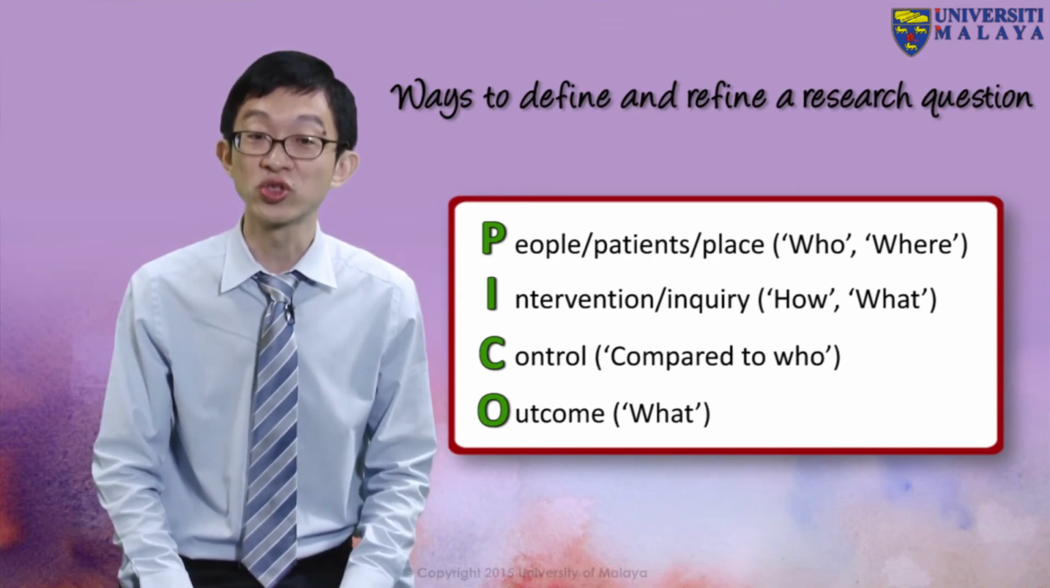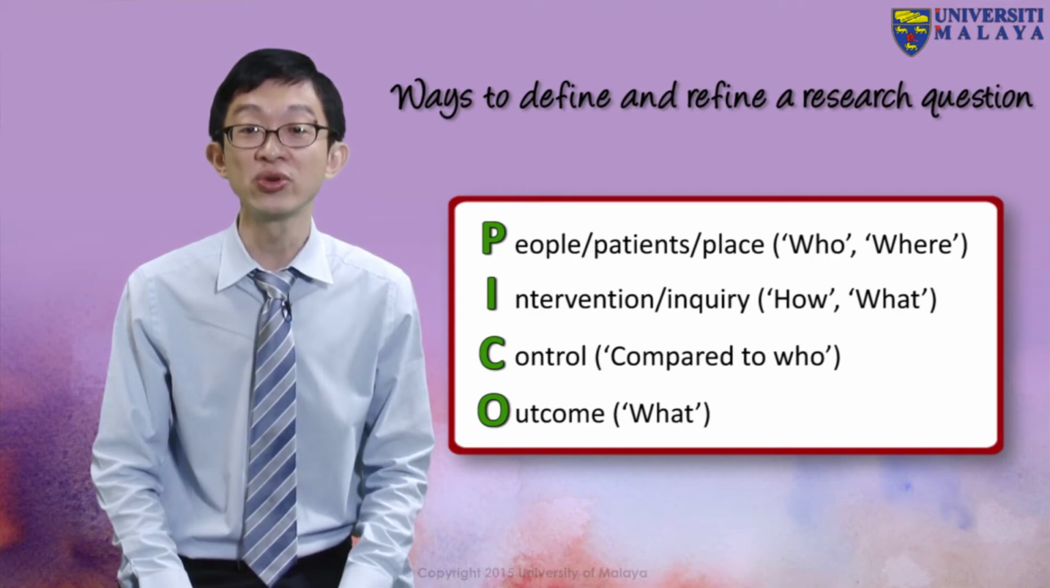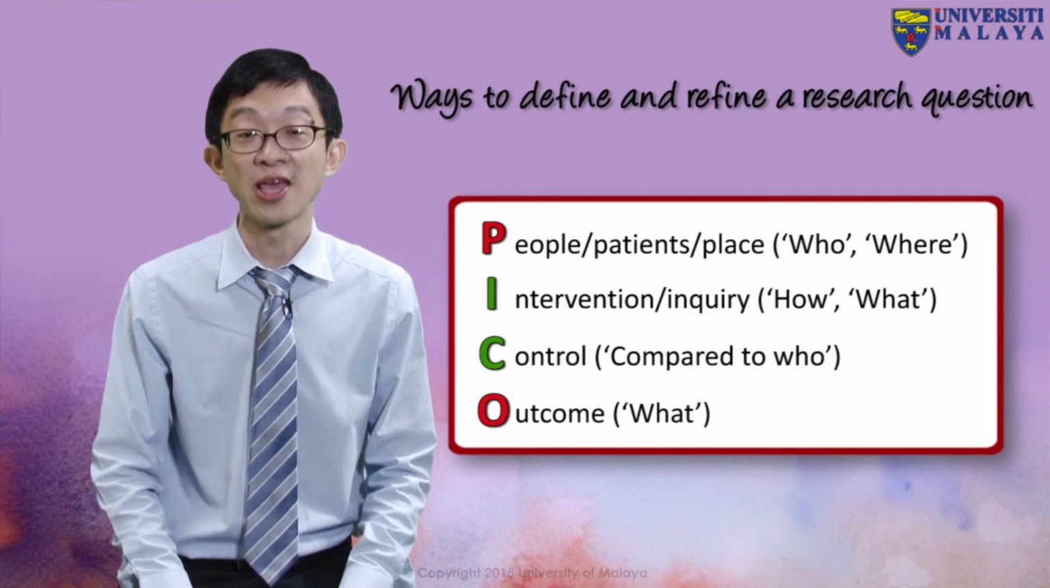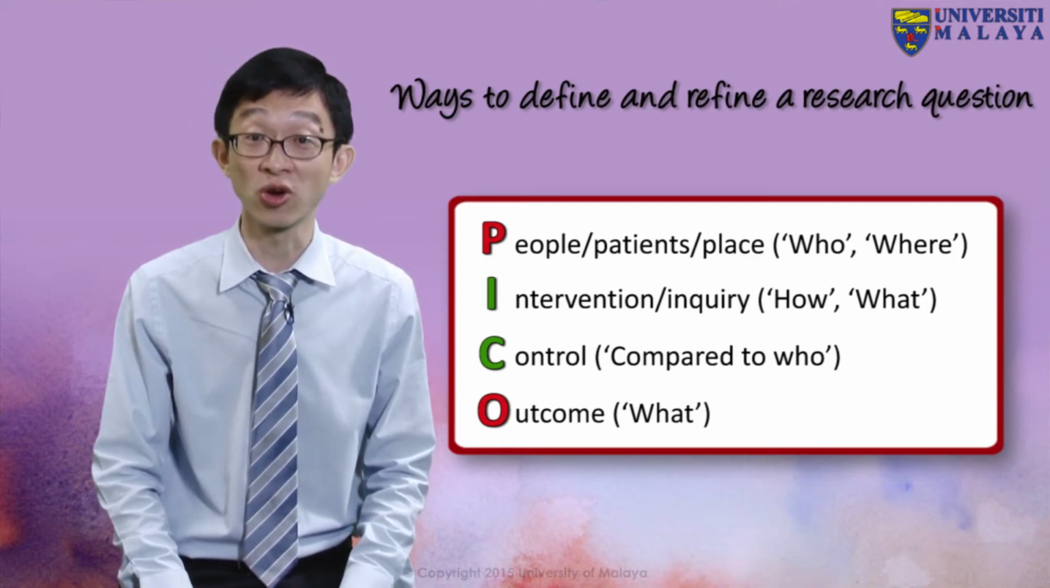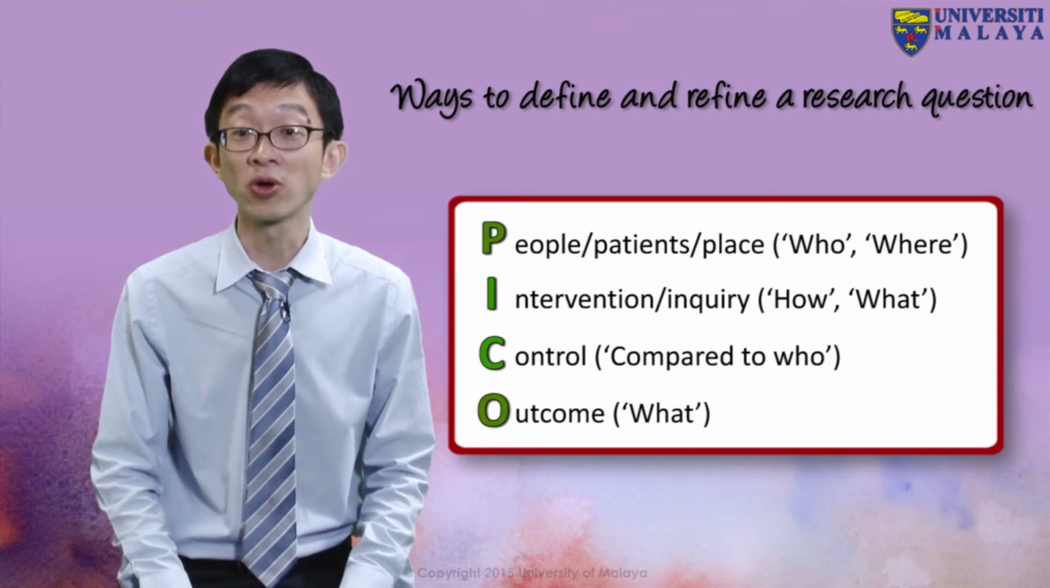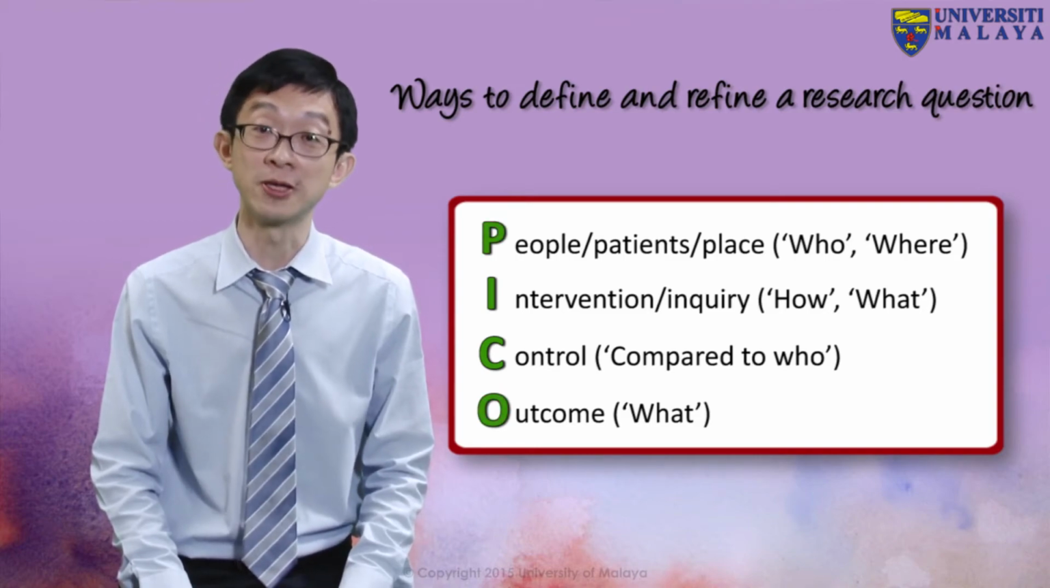Each research question should contain at least two components, that is, P and O. If the study involves evaluation of an intervention using randomized controlled trial, then all four components of PICO should be included in the research question.